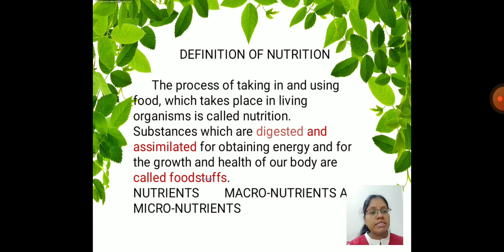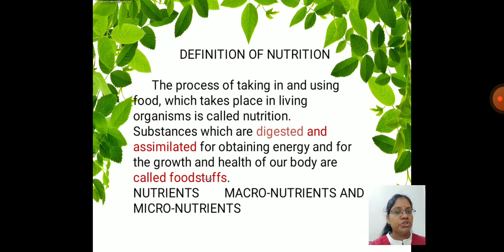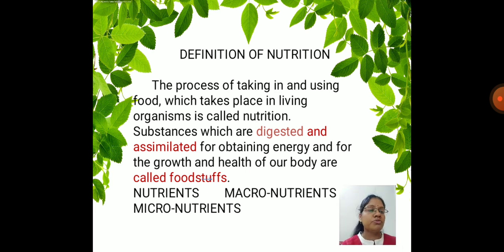The nutrients are classified as macronutrients and micronutrients. So these are the two types of nutrients. In macronutrients, we have carbohydrates, proteins and fats. In micronutrients, we have vitamins and minerals. Understood?